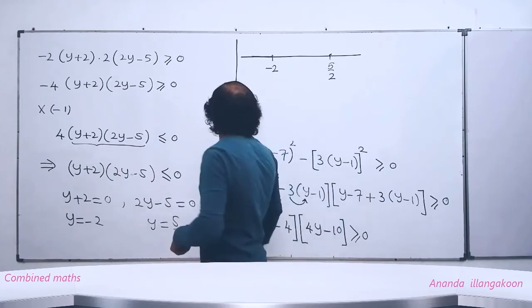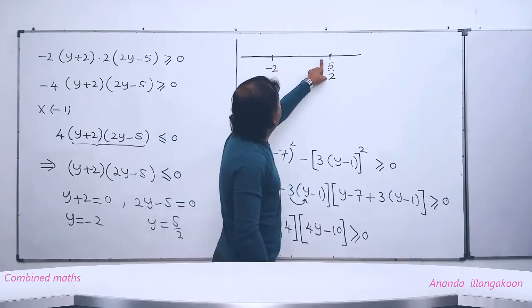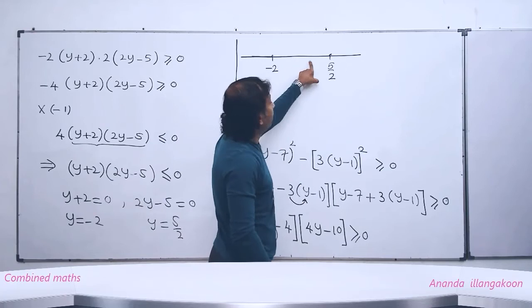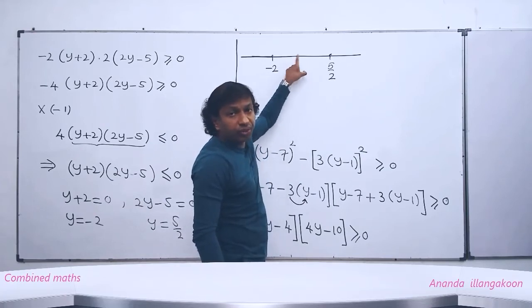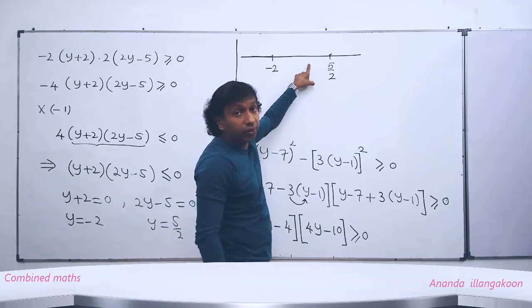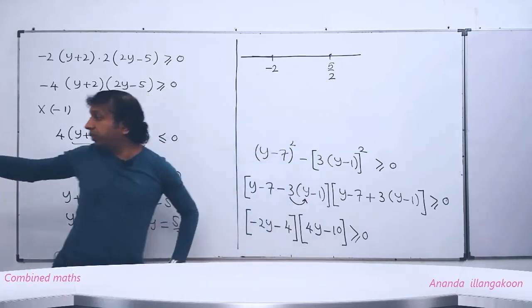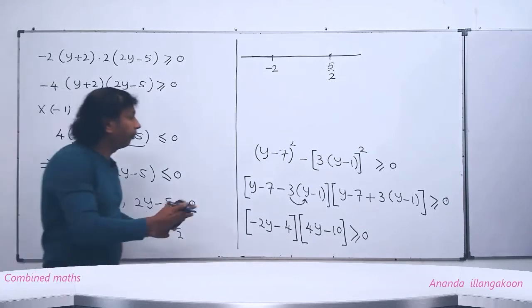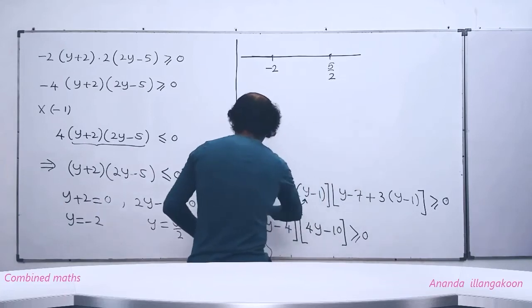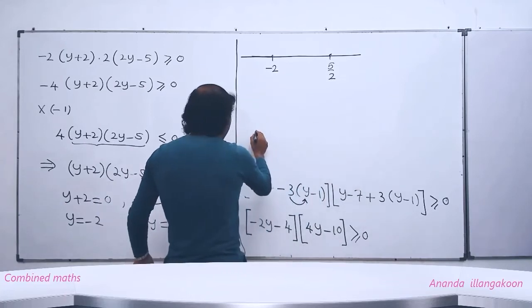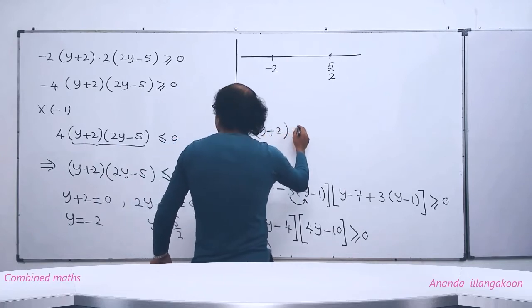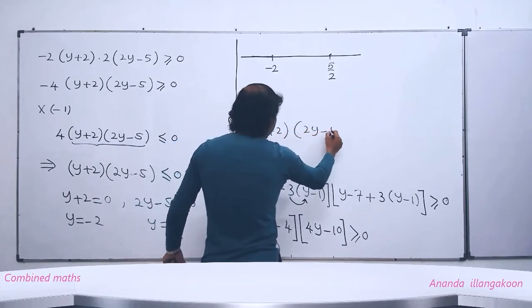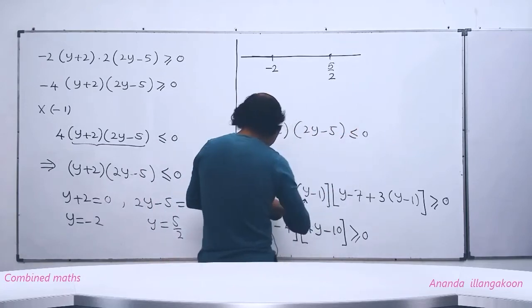Okay. Then I am going to take a value from this range. The easiest value in this range is 0. Then I substitute 0 for y in that inequality. Once I put 0, what do you get? Y plus 2, 2y minus 5 less than or equal to 0.